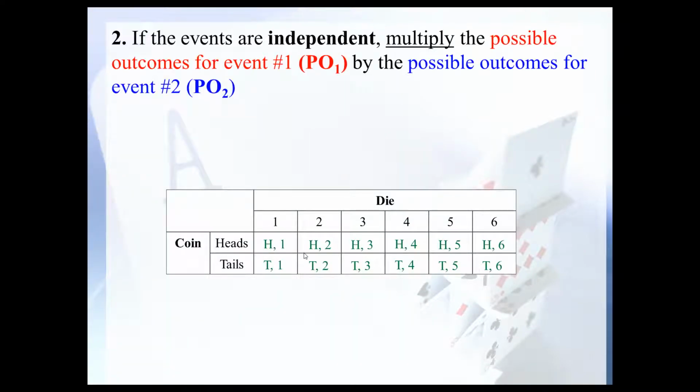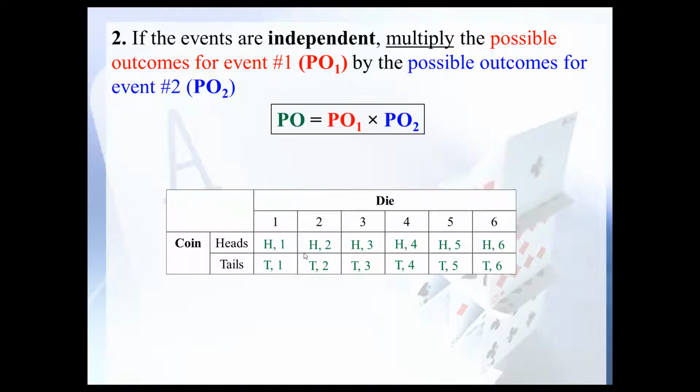Now, there is another way you can do this without needing to draw the tree diagram or the table. If my events are independent, and again, independent means that the outcome of event 1 has no impact on the outcome of event number 2. So again, flipping a coin and landing on heads has no influence on what the die is going to land on. We're going to call the total number of possible outcomes for event number 1 PO1, using a little subscript 1 to indicate event number 1. And then my possible outcomes for event number 2, we're going to write down PO2.